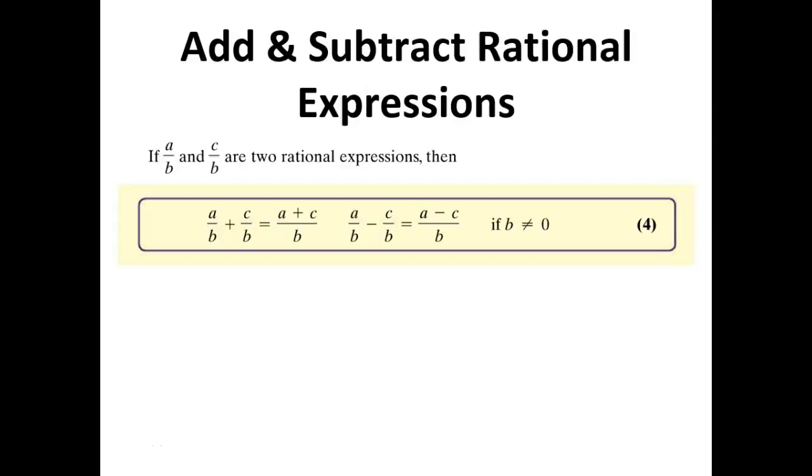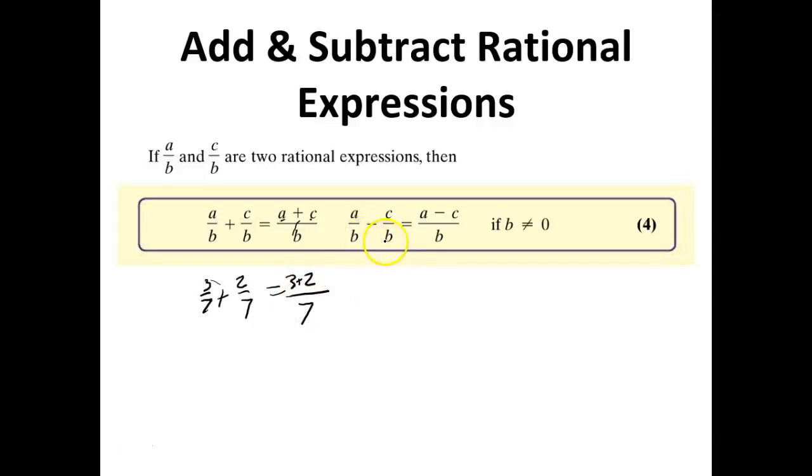What about when we have to add and subtract rational expressions? Well, what this is saying here is, if a over b and c over b are two rational expressions, then when we add them together, all we have to do is add the tops. The bottom stays the same. And this is true not just of rational expressions, but if you think about it with a fraction, let's say we had 3/7 plus 2/7. You just add the tops together, the 3 plus the 2, and the bottom stays the same.